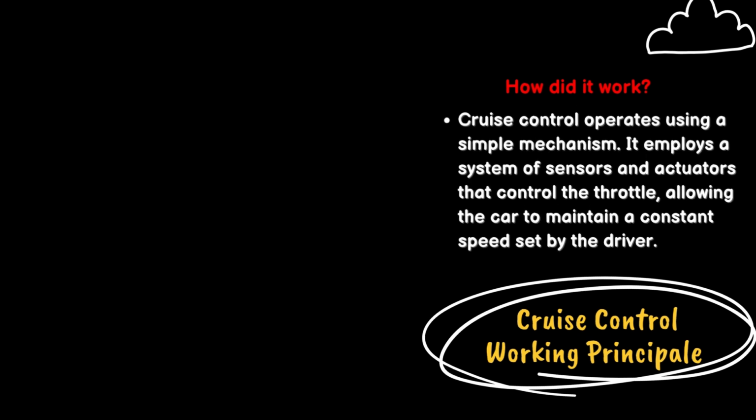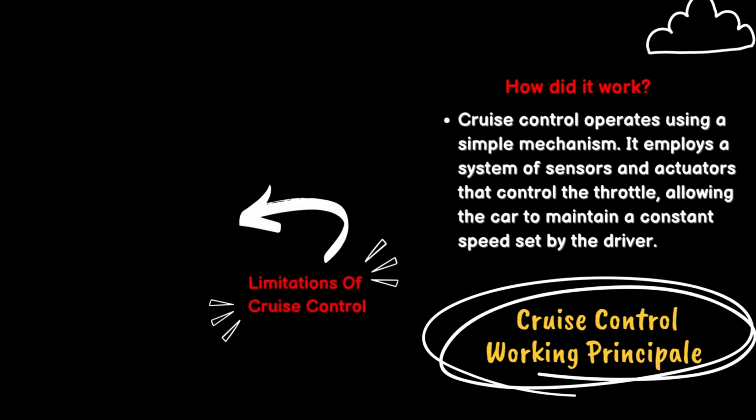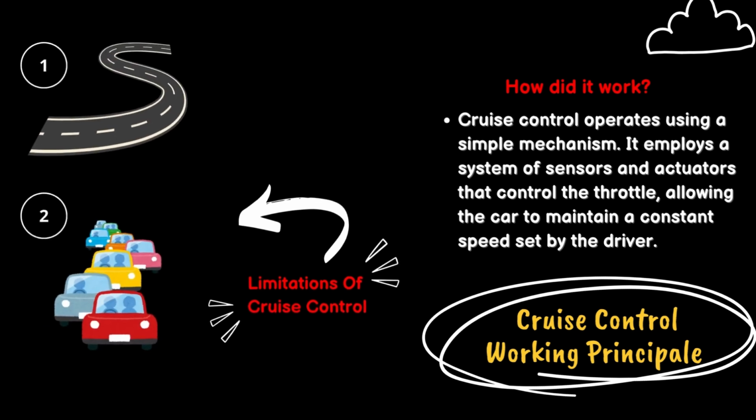Cruise control operates using a simple yet ingenious mechanism. It employs a system of sensors and actuators that control the throttle, allowing the car to maintain a constant speed set by the driver. This means drivers could relax their foot on long journeys, reducing fatigue and making the drive more comfortable. This was just the beginning. As traffic conditions evolved and technology advanced, so did the need for more sophisticated systems. Enter Adaptive Cruise Control, or ACC, a technology designed to meet the demands of today's dynamic driving environments.